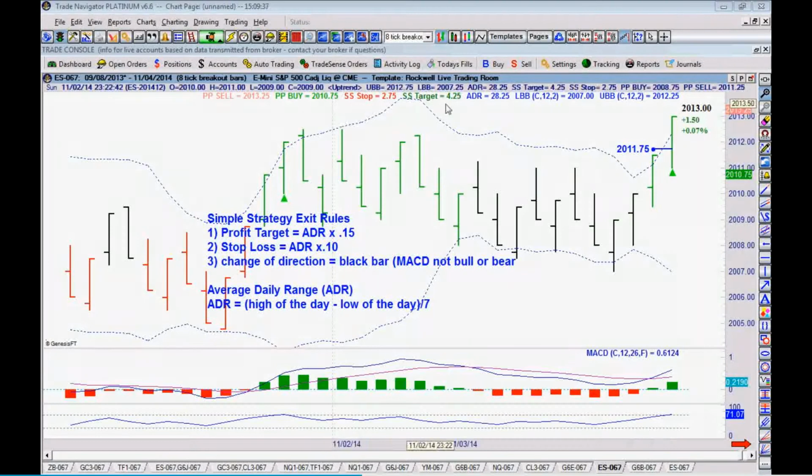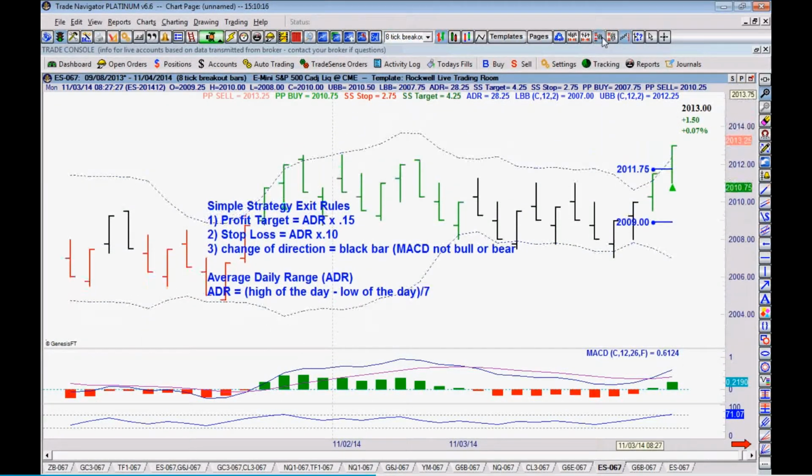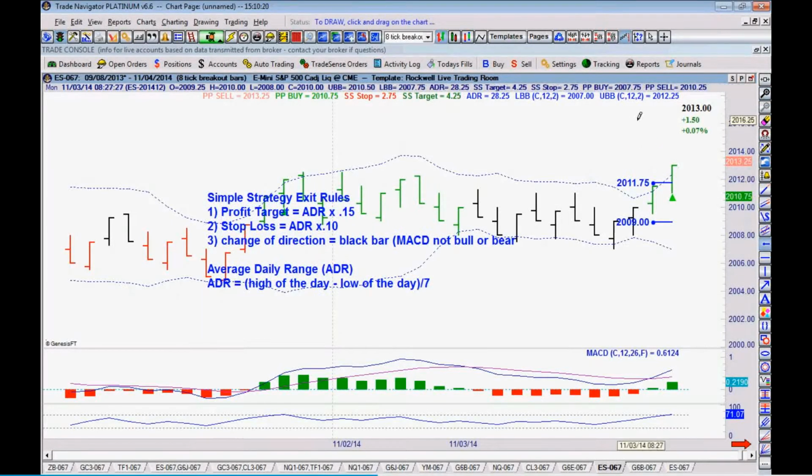And based on the ranges of the last 7 days, the average daily range for the E-mini S&P is 28.25 points, and we can calculate then the target based on 15% of the average daily range, which in this case is 4.25 points, and a stop loss that's 10% of the average daily range, which rounded is actually 2.75 points for the stop loss. So based on an entry at 2011.75, we'll first put our stop loss in the market, and this would be at 2009 here. Our profit target being 4.25 points would be at 2016. So actually, no, that's correct.